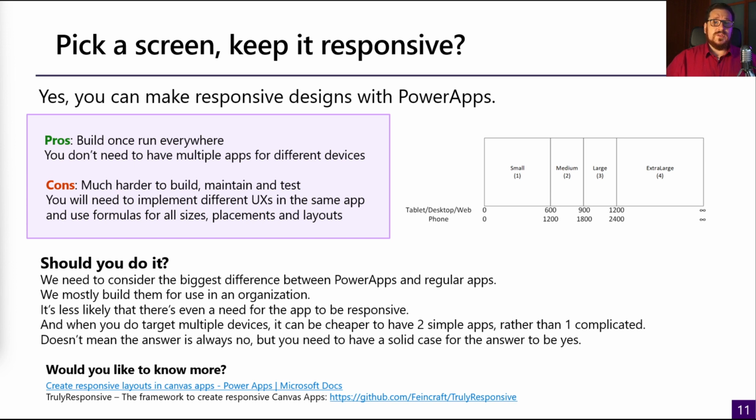The benefit, of course, is that you have one app that runs on multiple devices. The downside is that building that app becomes a bit harder, and maintaining that app also becomes a bit harder. Remember that you need to provide an entirely different experience for each device category. So if you just take a table and stretch it down to a phone size or up to a desktop size, that is not responsive design. That is just stretching UI elements, which is not a very good experience.